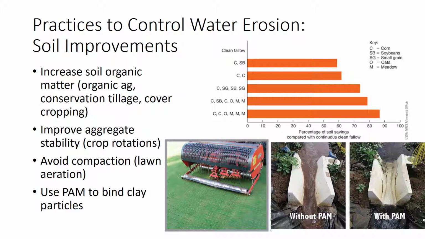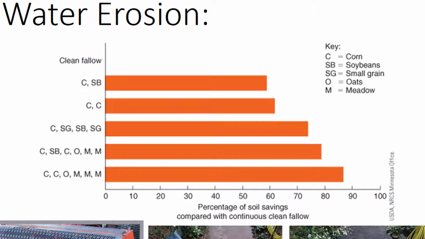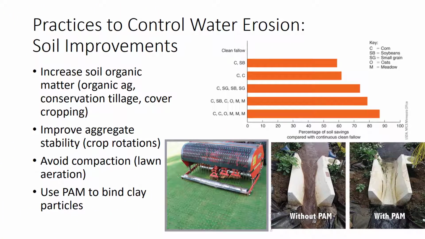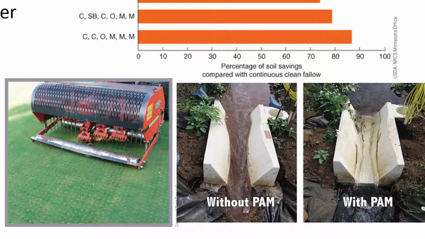Foremost among these are practices that increase soil organic matter content and improve aggregate stability. Organic agriculture, conservation tillage, cover cropping, and other practices can improve or at least preserve soil organic matter. Meadow crops most effectively improve aggregate stability, so crop rotations including meadow crops save soil as shown in the table. Avoiding or treating compaction by subsoiling also improves infiltration, as do the biopores common to no-till soils. One might even consider lawn aeration a form of soil improvement.